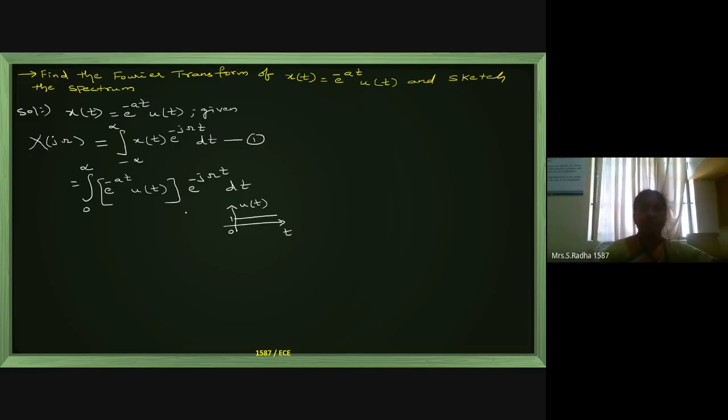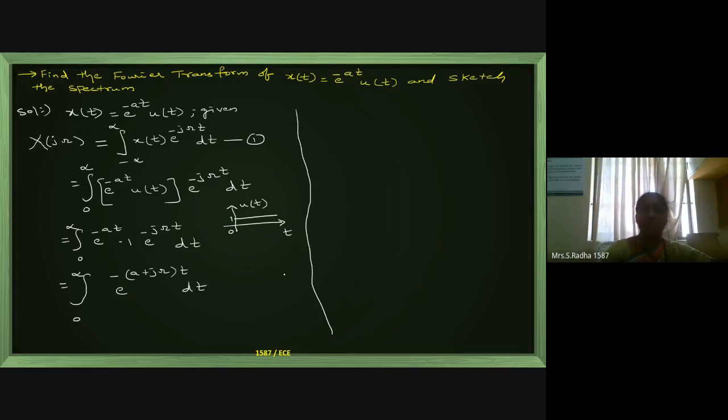Now u of t value is 1, so I will put the value 1 in the place of u of t. So e power minus at into 1 into e power minus j omega t dt. And if I combine the exponentials, what will happen? Powers can be added. These are the 0 to infinite integration limits. Now what I am trying to do is get one single exponential.